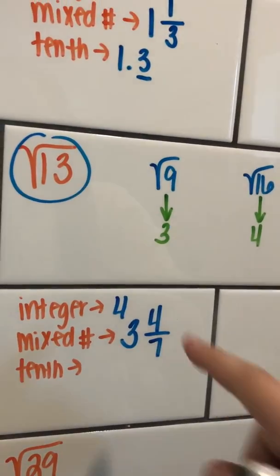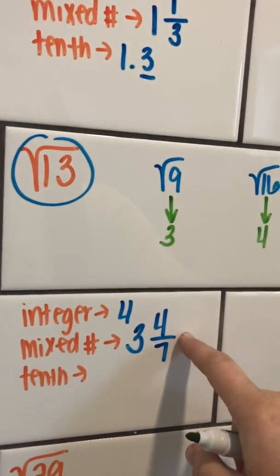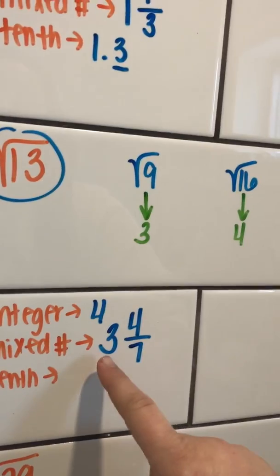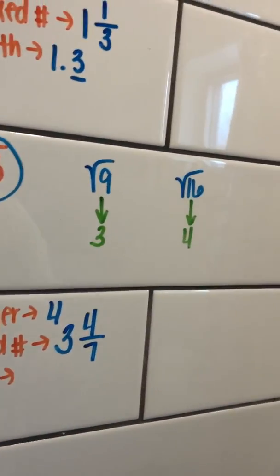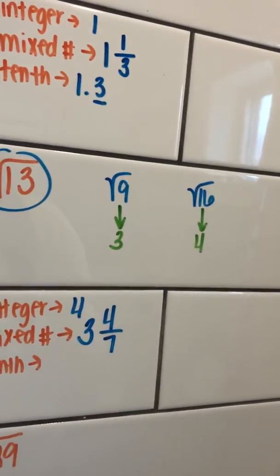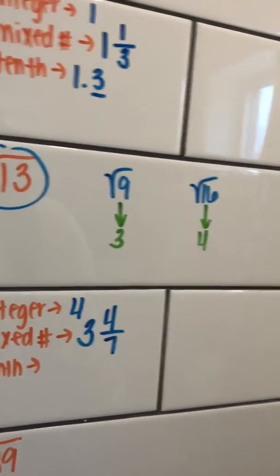So I have my integer, it's closer to the number 4. My mixed number, I'm getting more specific. It's 3 4/7. Now for a tenth, this one's kind of annoying. We're going to need to do some division unless you know exactly what 4/7 equals.